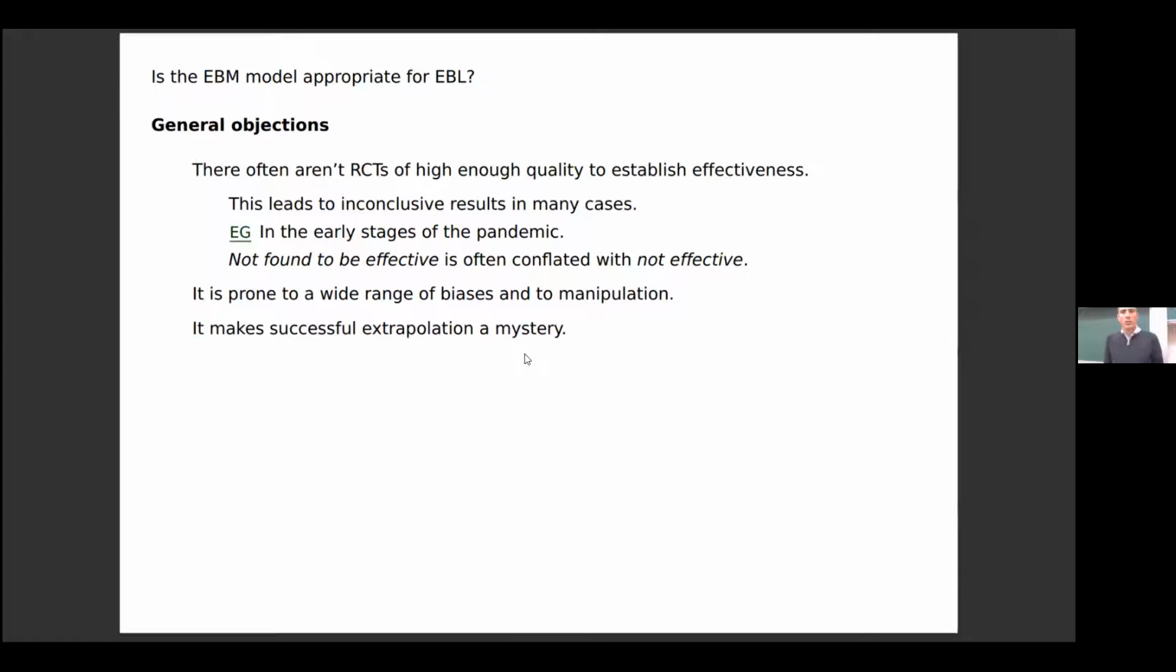EBM, as we saw, is prone to a wide range of biases and to manipulation by drug companies and so on. It also makes successful extrapolation a mystery, so it can't give this mechanistic account of extrapolation, which is possible with evidential pluralism.